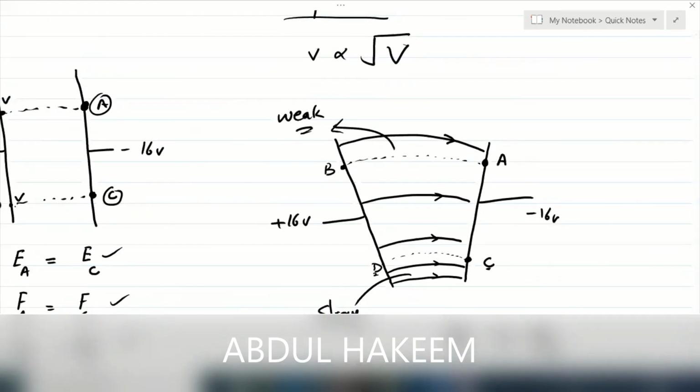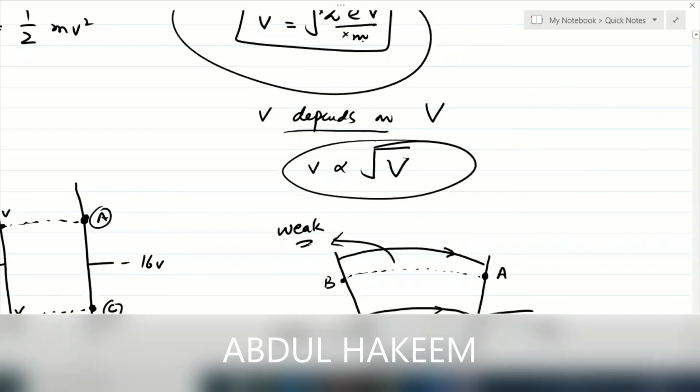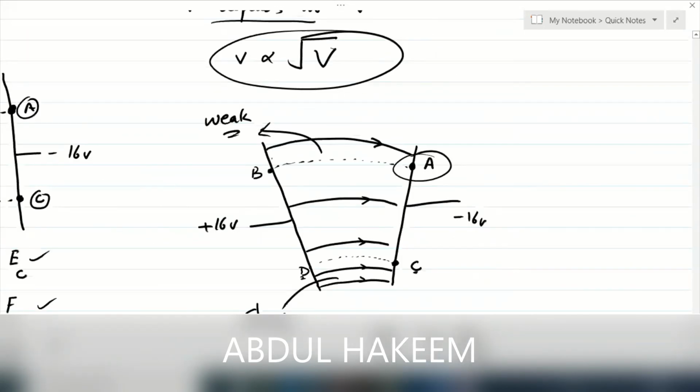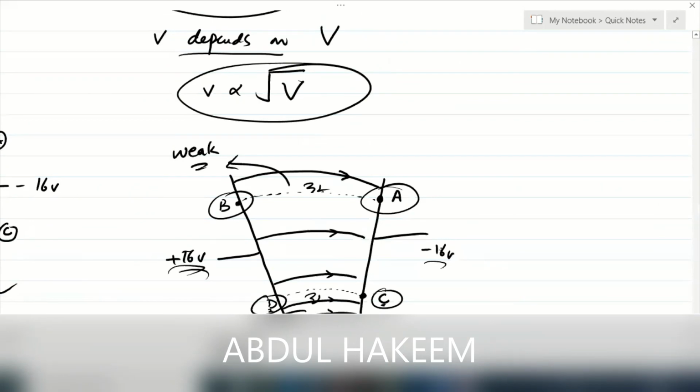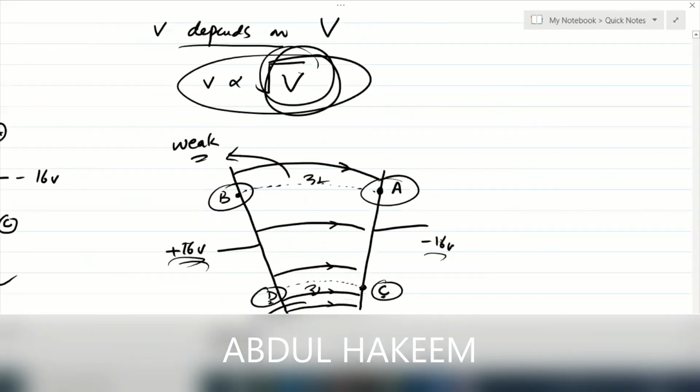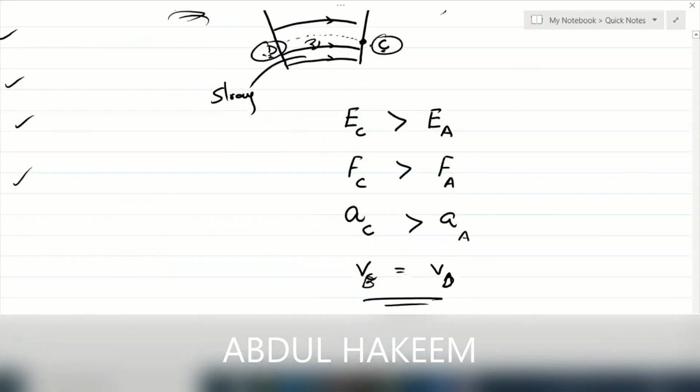The reason is that the speed depends only on the potential difference. The potential difference between A and B is 16 plus 16, that is 32. And the potential difference between C and D is again 16 plus 16, again 32. So it does not depend on the rest of the values. It depends only on the potential difference. So the potential difference for A and B, and C and D, is 32, so the same final speed on hitting the anode. The rest of the quantities are not equal.